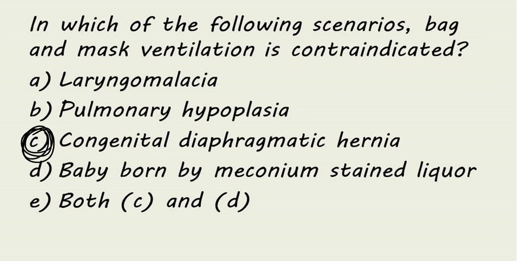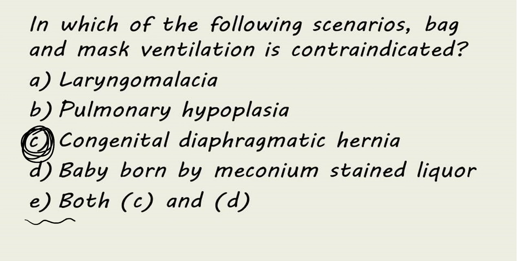I told you, in congenital diaphragmatic hernia, already the intestines are inside the thoracic cavity compressing the lungs. When you give bag and mask ventilation, the oxygen or the air is not only going to enter into the trachea and the lungs, but it's also going to enter into the intestine. So when air enters the intestine more, it will cause even further distension of the intestine and further compression of the lung. So that is why in congenital diaphragmatic hernia, it is absolutely contraindicated, right?